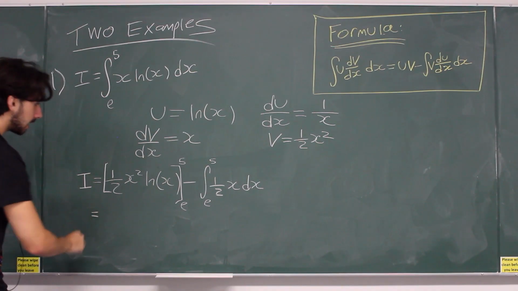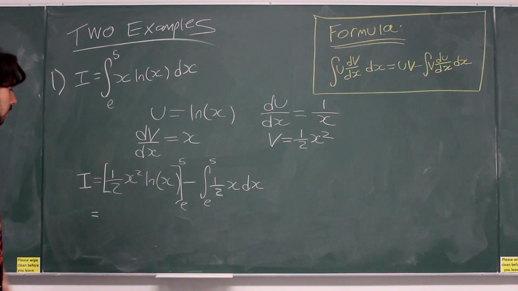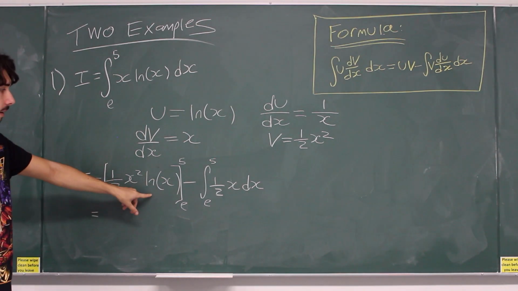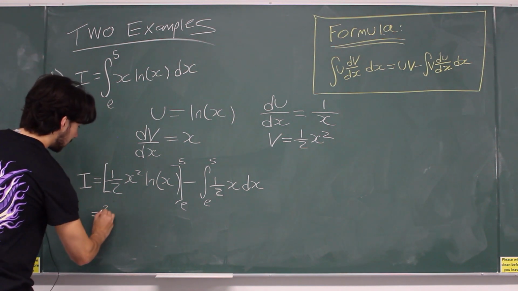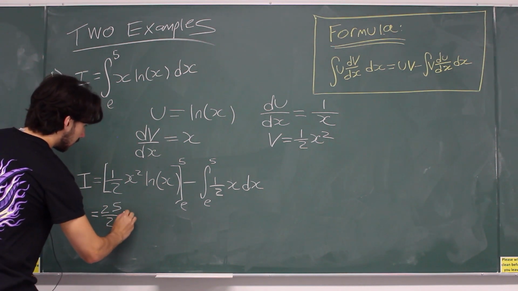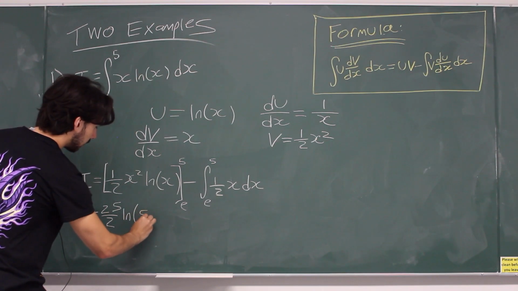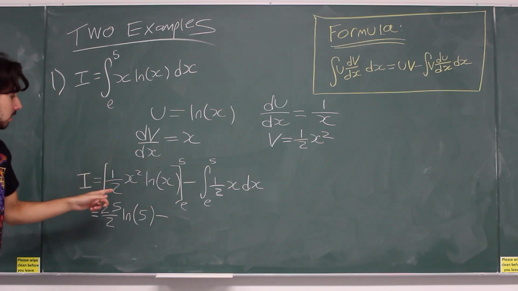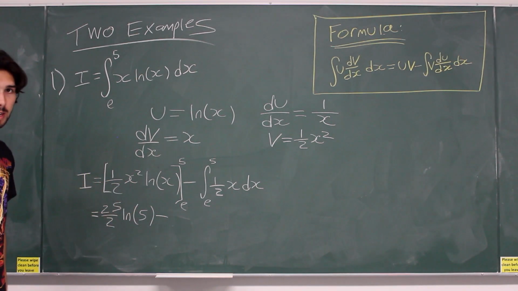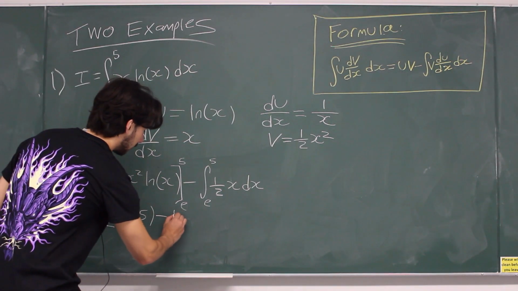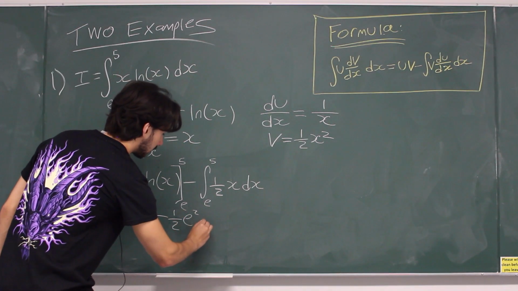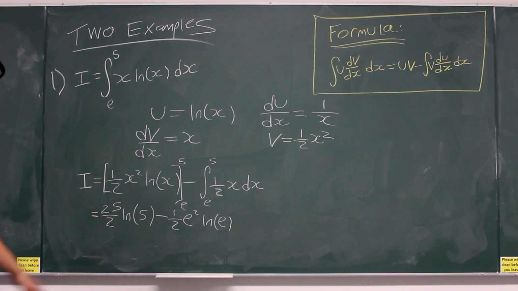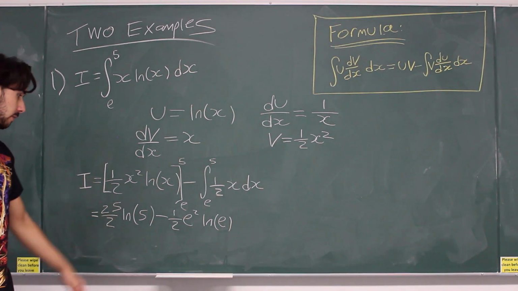So let's plug the limits into this one right now. A half times 5 squared is 25 over 2. That's being multiplied by the natural log of 5. So we have 25 over 2 times the natural log of 5. And we're going to take away the same thing but plugging in e. So a half e squared times the natural log of e. You might know the natural log of e is the number 1, but we'll come back to that later. That's what we have so far.